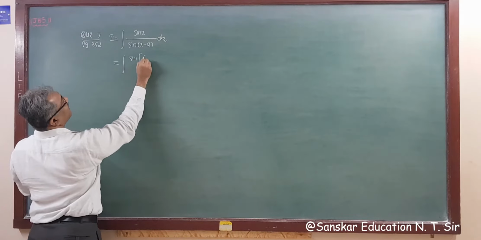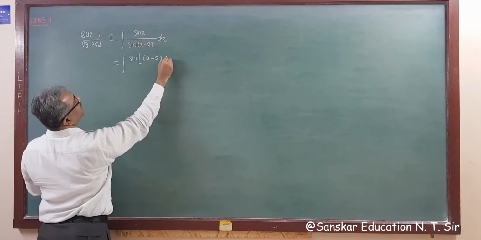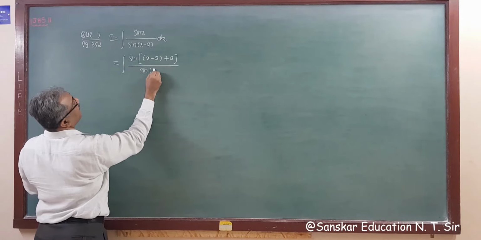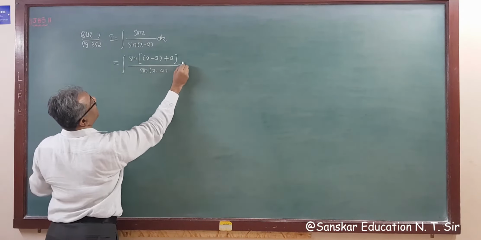So sin(x minus a), I am subtracting it. So I have to add a whole upon sin(x minus a) dx. So the sin(a plus b) formula. Applying that formula, the integral of sin(x minus a) cos a plus cos(x minus a) sin a, whole upon sin(x minus a) dx.